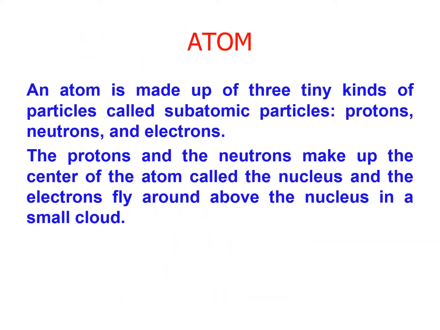When we talk about nuclear power plant, we should know the atom. That is a very basic concept. Everyone knows that. It is made up of protons, neutrons and electrons. The protons and the neutrons make up the center of the atom called the nucleus, whereas electrons revolve around the nucleus in a small cloud. So it is made up of three tiny kinds of particles called subatomic particles, namely protons, neutrons and electrons.